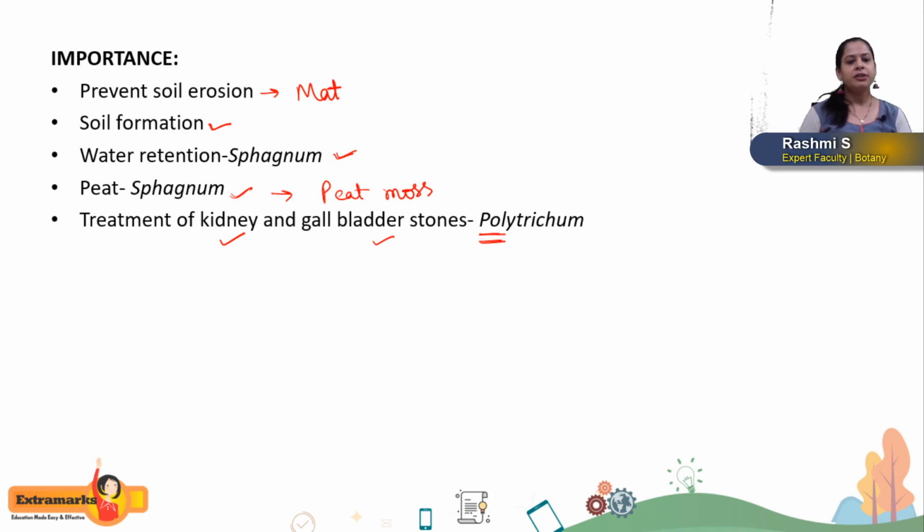In the next class, we are going to discuss the rest of the divisions of the plant kingdom, that is pteridophytes, gymnosperms and angiosperms.